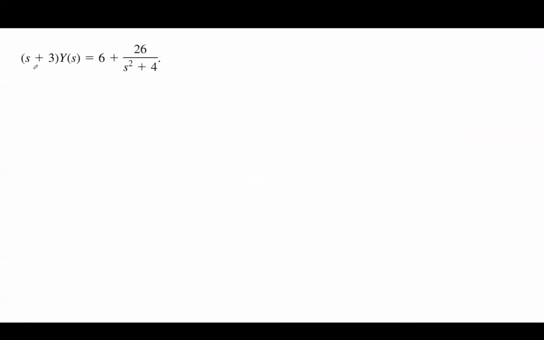So far we saw that (s plus 3) times Y(s) is equal to 6 plus 26 divided by s squared plus 4. So Y(s) can be written as 6 divided by s plus 3, plus 26 divided by (s squared plus 4) multiplied by (s plus 3). If you take a common denominator, you get 6s squared plus 50, and this is your common denominator.